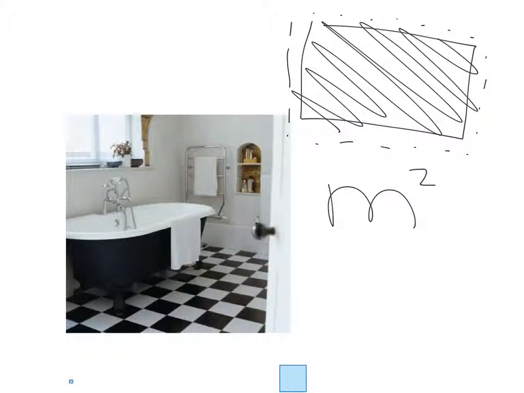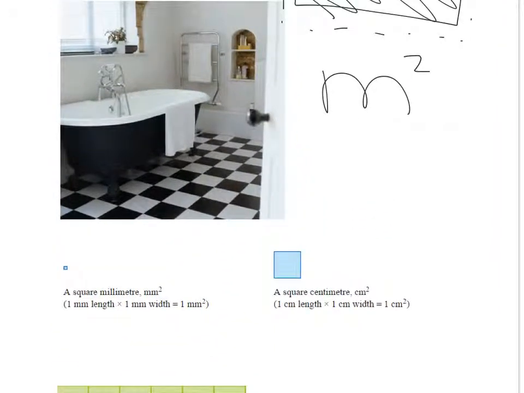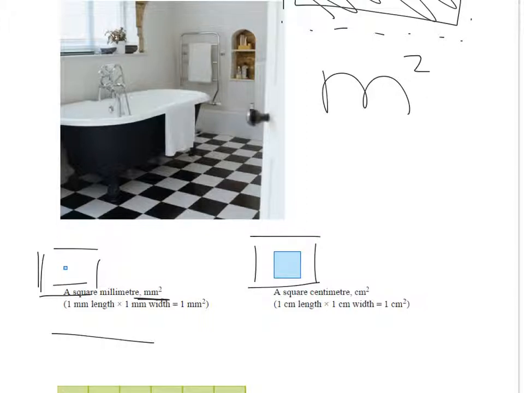All right, let's move up here. Over here, you can see we've got a millimeter squared. So it means that it's a millimeter that way, a millimeter that way, a millimeter that way, and a millimeter that way. Okay, and can you see how you've written it with a squared? So basically, it's 1 millimeter in length and 1 millimeter in width, and it gives you 1 millimeter squared. Here we've got a square centimeter, exactly the same thing. 1 centimeter there, 1 centimeter there, 1 centimeter there, 1 centimeter there, which gives you 1 centimeter squared.